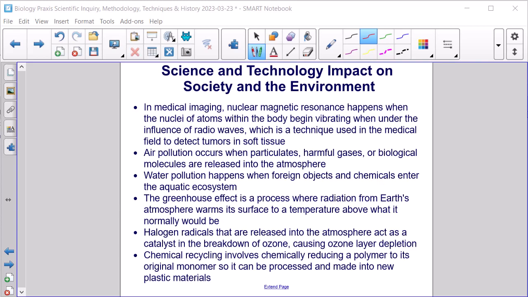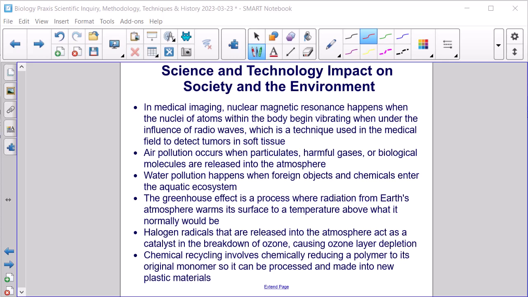In medical imaging, nuclear magnetic resonance happens when the nuclei of atoms within the body begin vibrating when under the influence of radio waves, which is a technique used in the medical field to detect tumors in soft tissue. Air pollution occurs when particulates, harmful gases, or biological molecules are released into the atmosphere. Water pollution happens when foreign objects and chemicals enter the aquatic ecosystem.